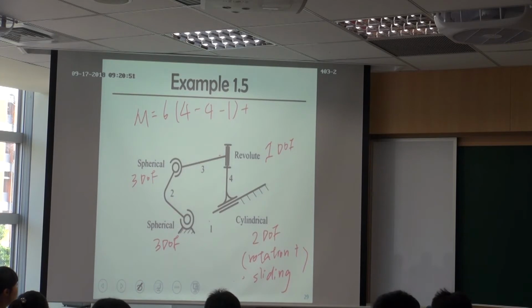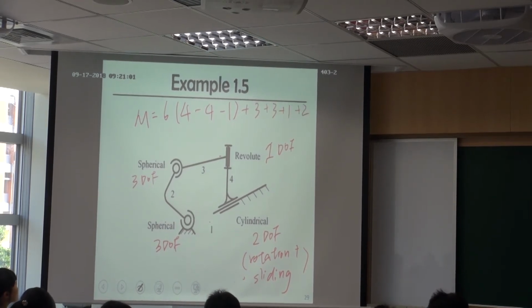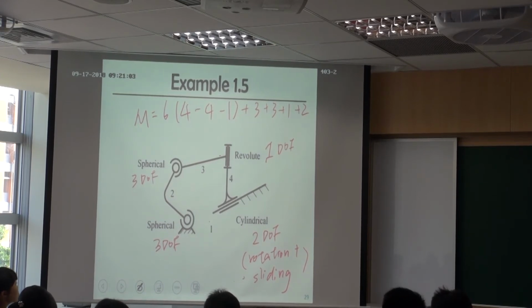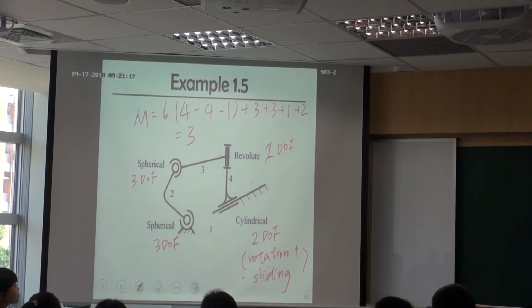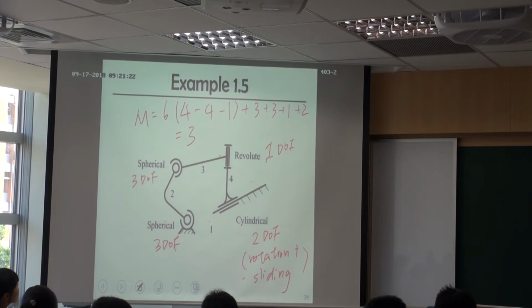So for this case, we need to add all the connectivity into the calculation of the mobility. So minus 6, plus 3, plus 3, plus 1, plus 2. So you'll get 3. So the mobility for this mechanism is 3. Any question about this one? All good?